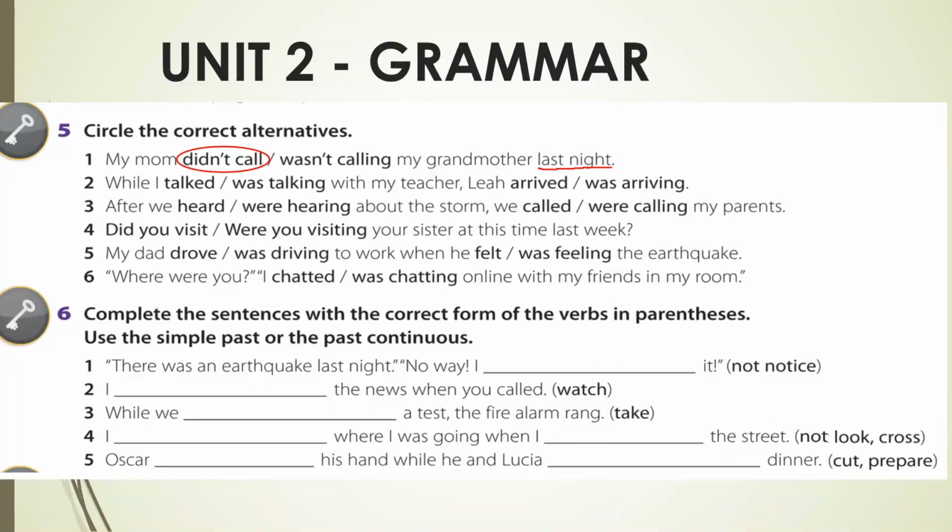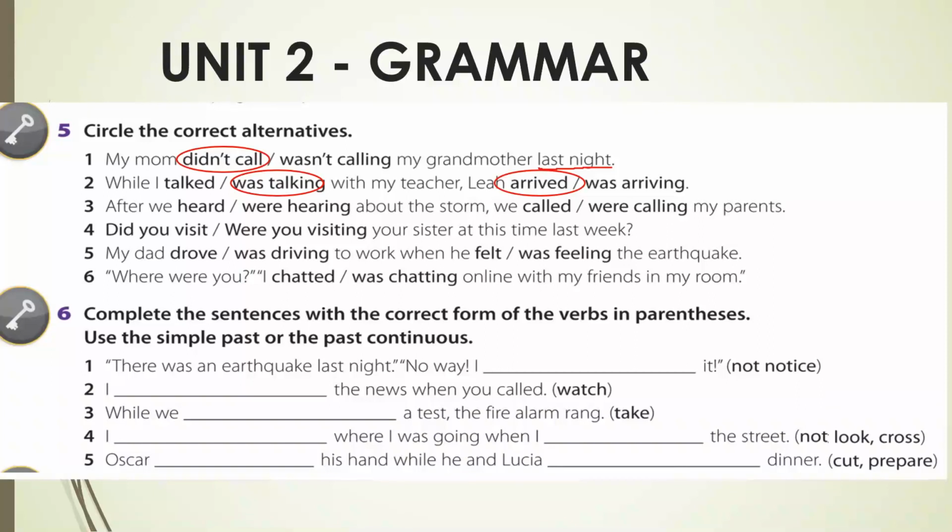So something was happening when something else happened, right? So here in this case, I have two situations. While, during my talk, so the moment, that period of time that I was talking with my teacher, somebody interrupted my talk. So something happened that stopped my talk, arrived. Very good. Number 3, after we heard or were hearing about the storm, we called or were calling my parents.